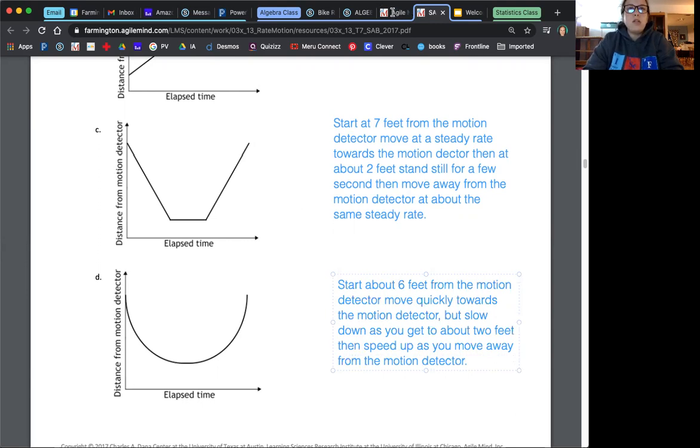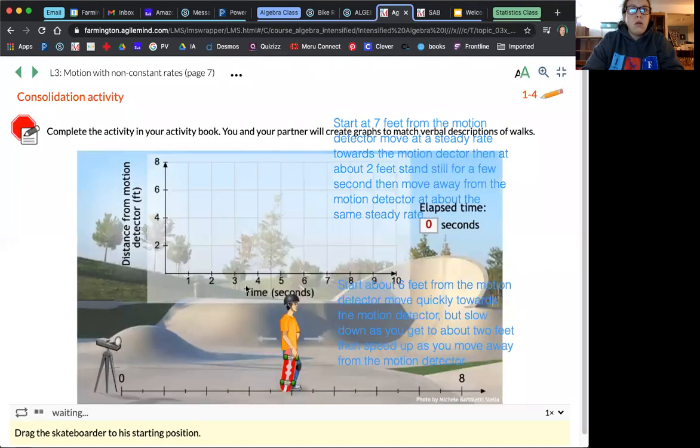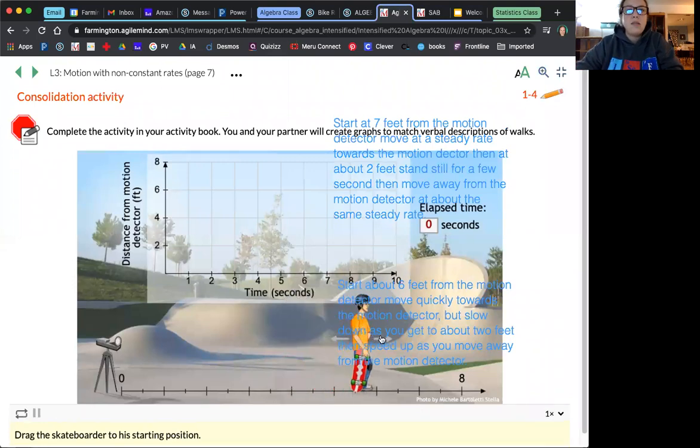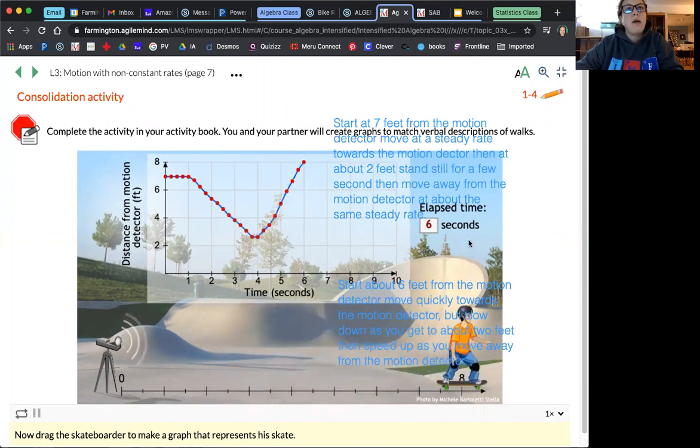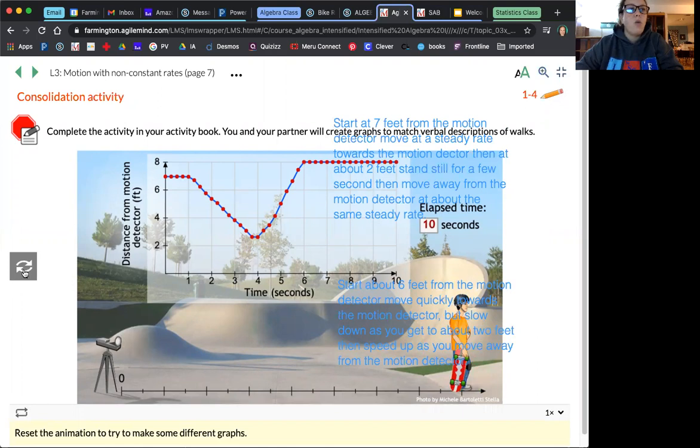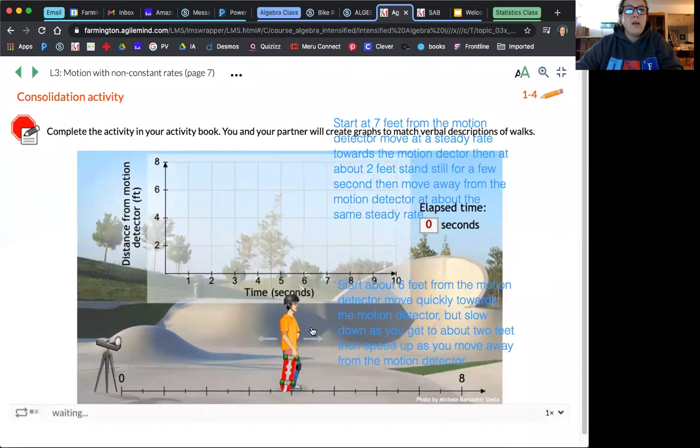So let's check our answer really quickly by going back to Terrence. And so let's see if we can do that. We're going to start at this end. Okay, I'm actually going to start him at 7 feet. So we're going to go slow, and then we're going to speed up going back up. Okay, so I didn't really get the curve, but I definitely got the go towards the motion detector and away. So let's see if I can do it better this time.